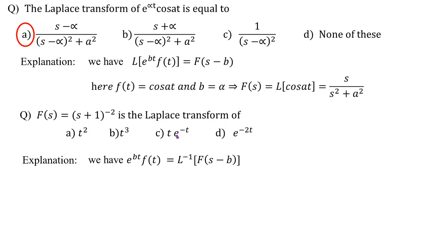Suppose you find two choices where you find the term e raised to power minus t, then what is the next process to be adopted? We will find the inverse Laplace of the term obtained after removing b from this function f of s. So I'll remove this plus 1 term from there. I am left with s to the power minus 2, right? So we will just find the inverse Laplace of s to the power minus 2, that is according to the formula, inverse Laplace of 1 upon s to the power n is t to the power n minus 1 upon n minus 1 factorial.